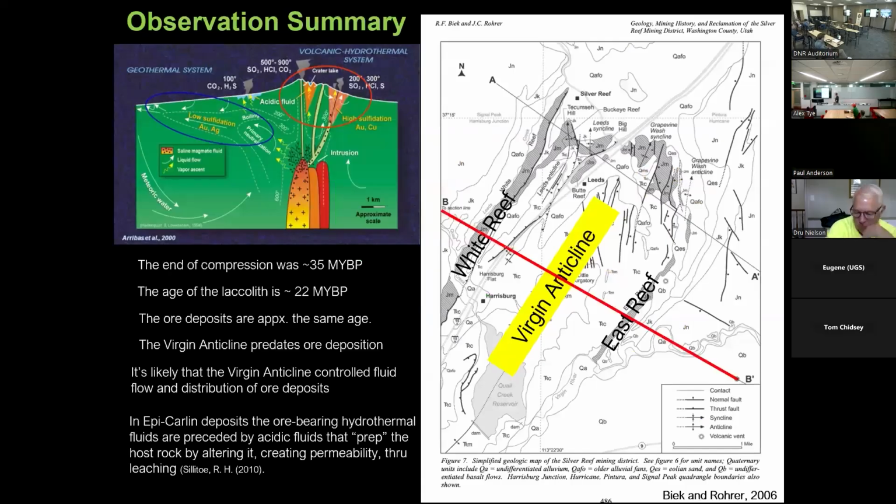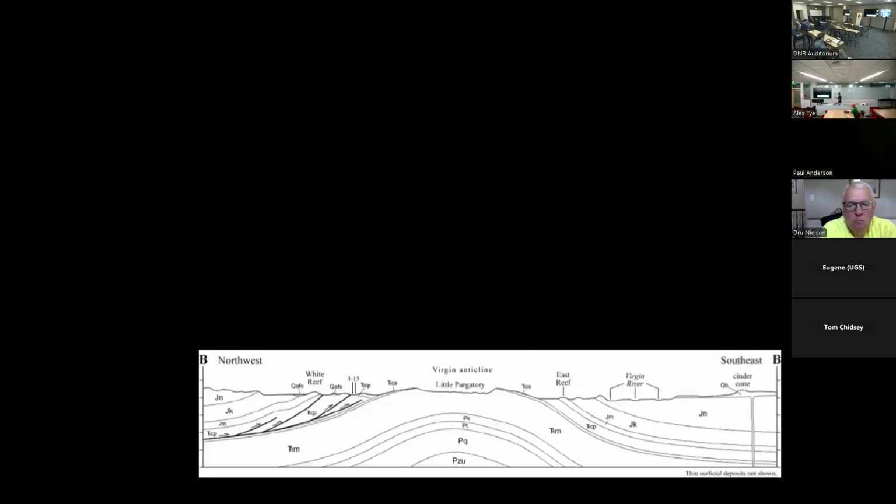Okay, so let's take a look at a cross section across Virgin Anticline. Here's White Reef, East Reef, and the core of the Virgin Anticline. And this is from Beacon Roar. You can see White Reef right here. The laccolith is on the west side. Okay, so that's west, and this is east.